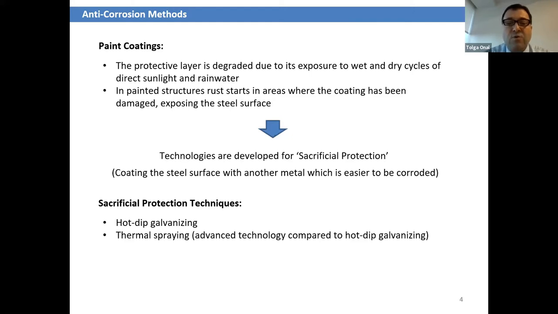This is because paint coating only provides a protective layer. That's why technologies have been developed for sacrificial protection. In sacrificial protection, the steel surface is coated with another metal, which is easier to corrode compared to steel, or, let's say, iron. Hot dip galvanizing and thermal spraying, which is an advanced technology compared to hot dip galvanizing, are two examples of sacrificial protection.